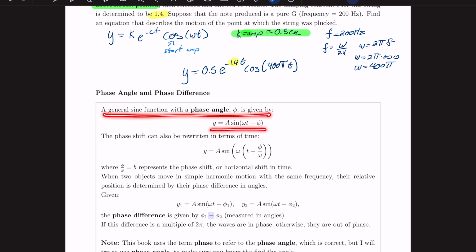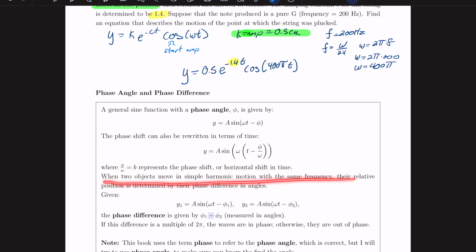So here we have phi. We have our amplitude like we did before, our omega, t minus our angle. This is my phase angle. A phase shift can be written to represent what we usually do. So this is now the phase shift: the phase angle divided by omega is the B, or phase shift, or horizontal shift.